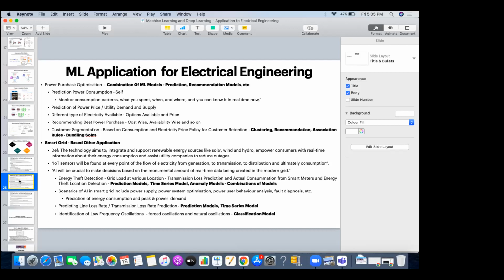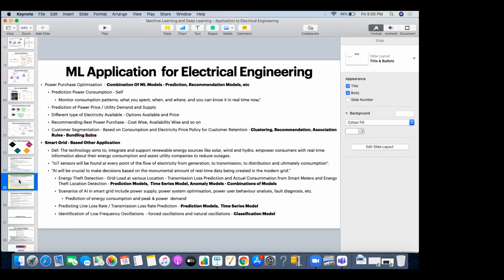Then you can recommend based on whether this person is price sensitive, or wants uninterrupted electricity. Because solar may fluctuate, if you are looking for an uninterrupted supply, then you opt for this, or you can opt for a combination. These kinds of models are there. Instead of just saying you consume, we can also give a customized experience for power purchase.